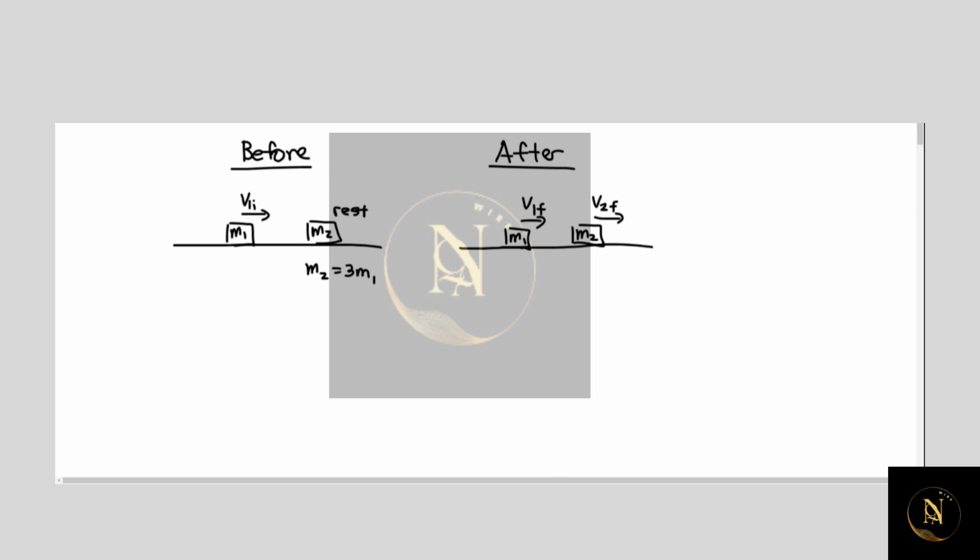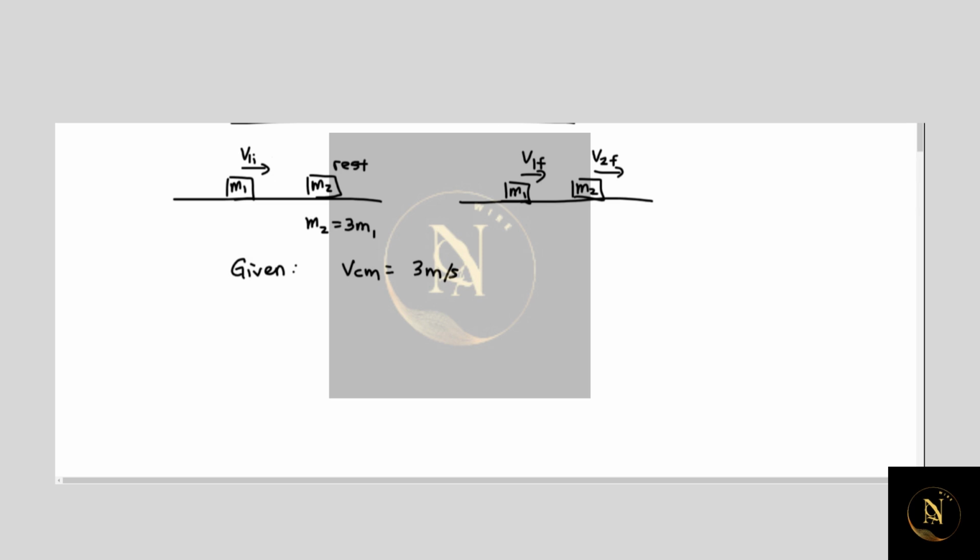Before the collision, M1 moves with a speed of v1i. After the collision, M1 has velocity v1f, and M2 has velocity v2f to the right. In this question, we are also given that the VCM is equal to 3 meters per second. In part A, we want to find the VCM after the collision and the v2f.